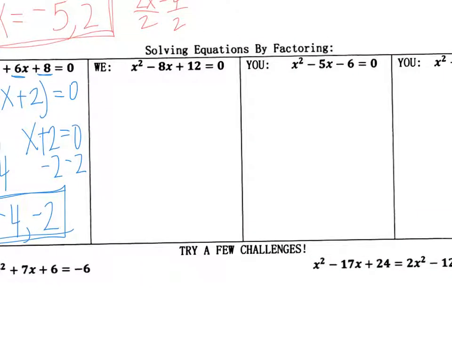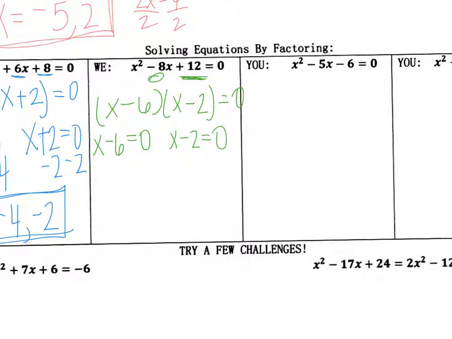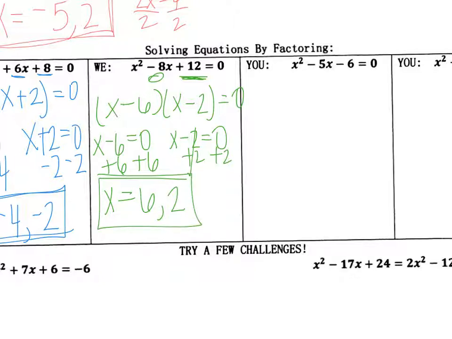All right, next one. X squared minus 8x plus 12. Same story. We need numbers that multiply to positive 12 but add to negative 8, like maybe negative 6 and negative 2, because they need to multiply to a positive but add to a negative. So x minus 6, x minus 2 equals 0. Now that I know the factors, I just take each bubble, each set of parentheses, and set them equal to 0. All right, and I solve for x. Plus 6, plus 6. X equals 6, plus 2, plus 2. That would give me x equals 2. I've got my two answers. All right. How about you?